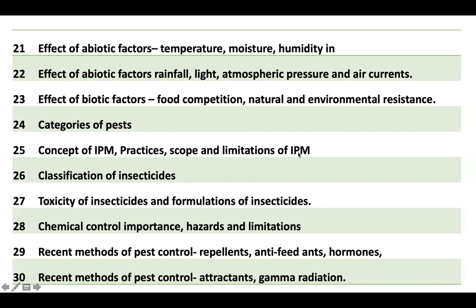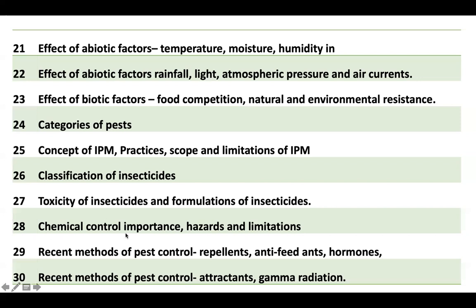of integrated pest management. Then different classifications of insecticide you will be studying. Then toxicity, like organophosphate, pyrethrin and different kinds of insecticide, all you will be studying. Then toxicity of insecticide and formulation of insecticide. So based on different classes, what toxicity is there, then what different formulations are available, like dust form or liquid form or water dispersible form. So those you need to study.